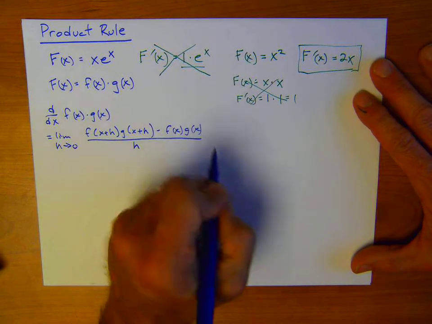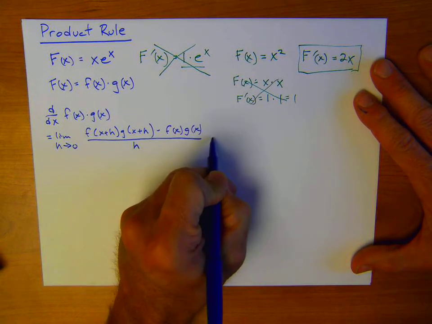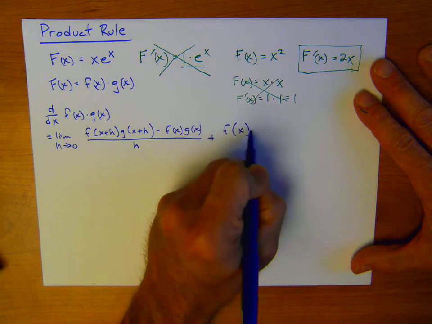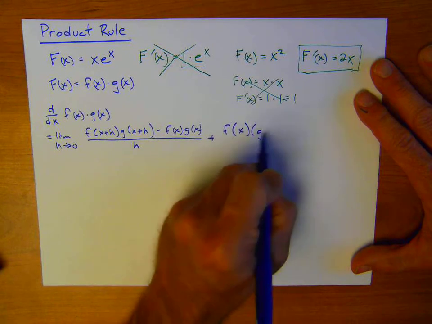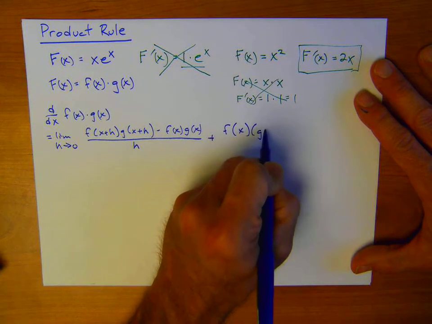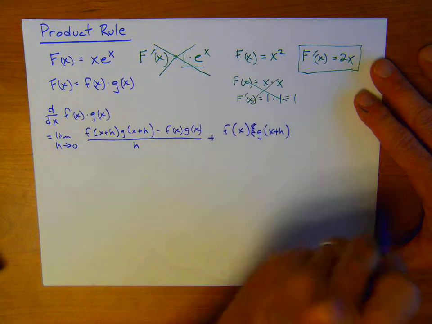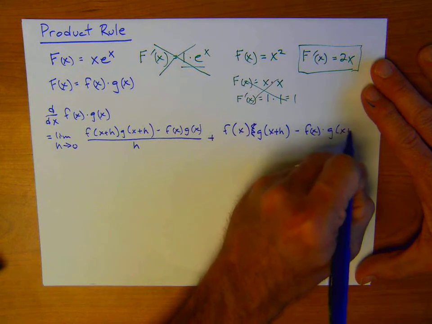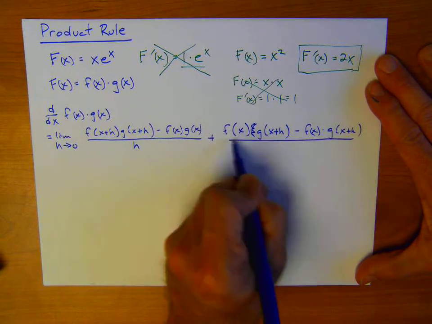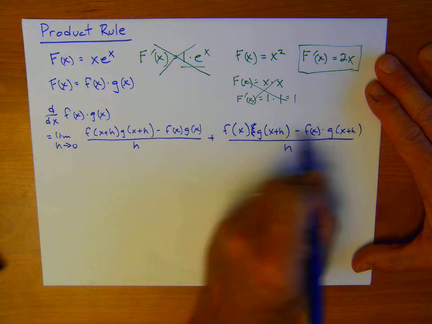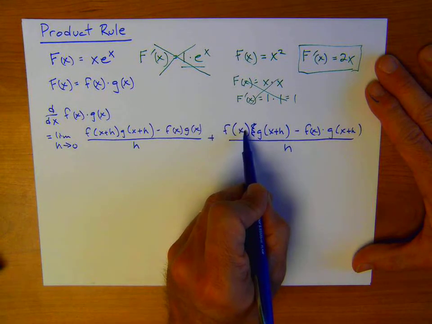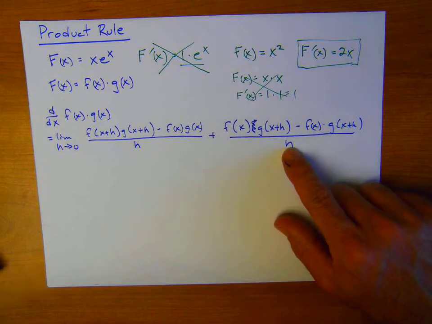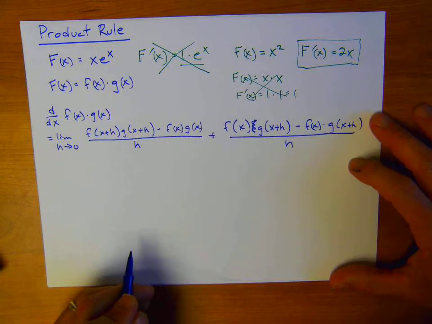So what I'm going to do is add to this f of x times g of x plus h, minus f of x times g of x plus h, all over h. So this is basically adding 0, right? I have f of x times g of x plus h minus f of x times g of x plus h, and I put it over h because what I'd like to do is combine this into one single term.